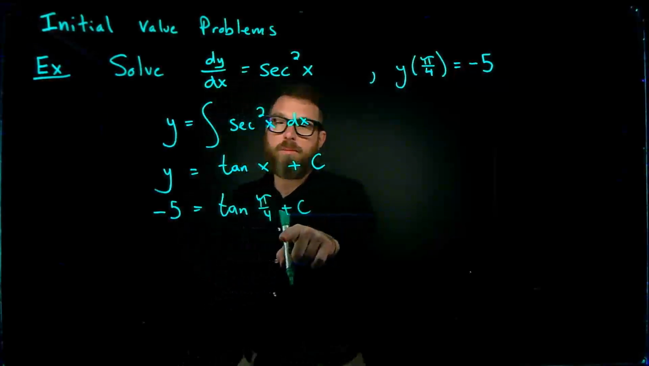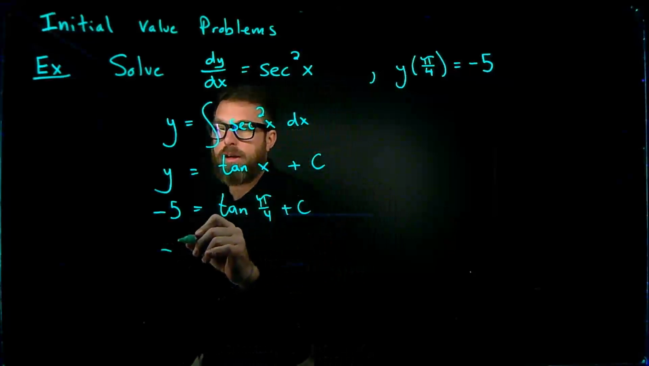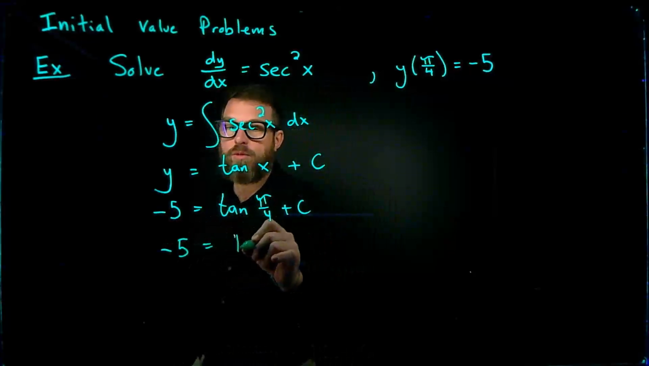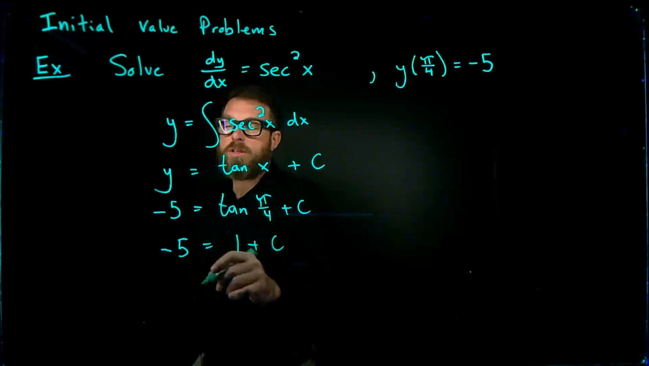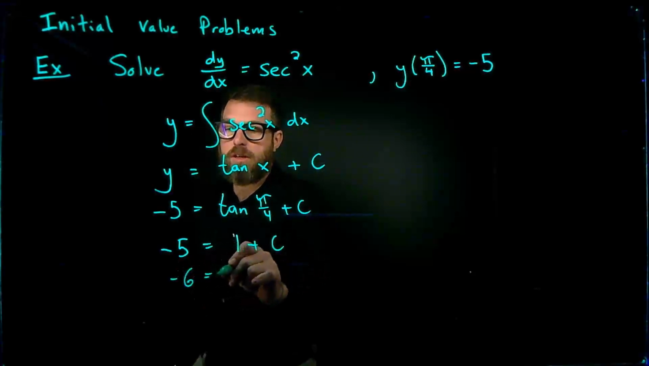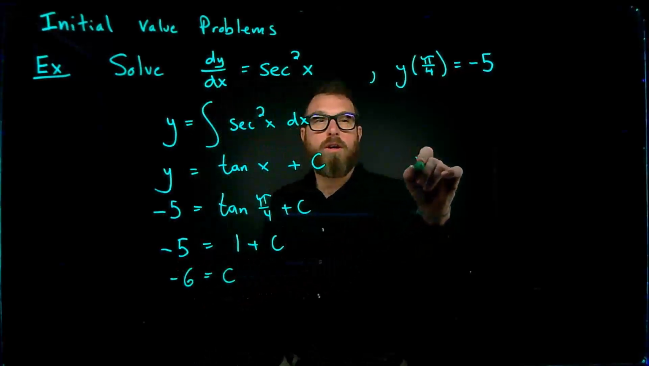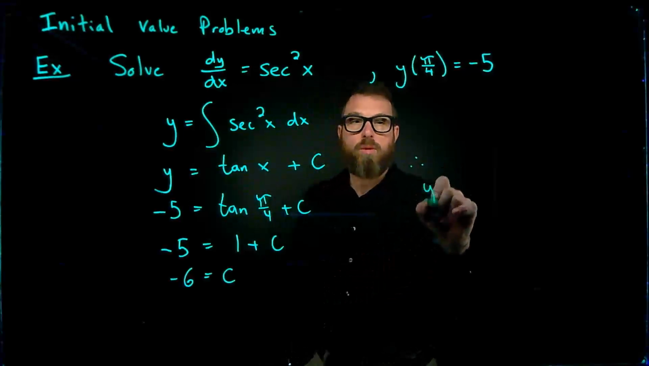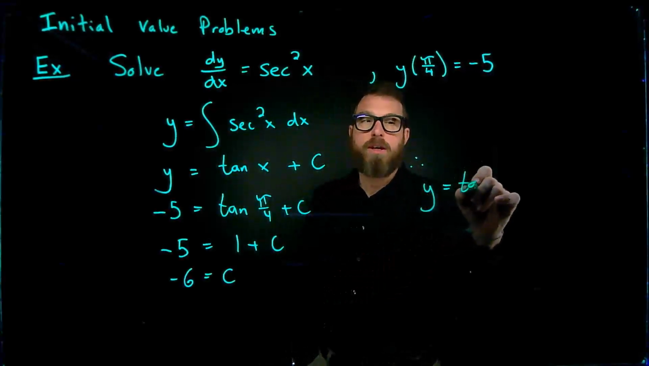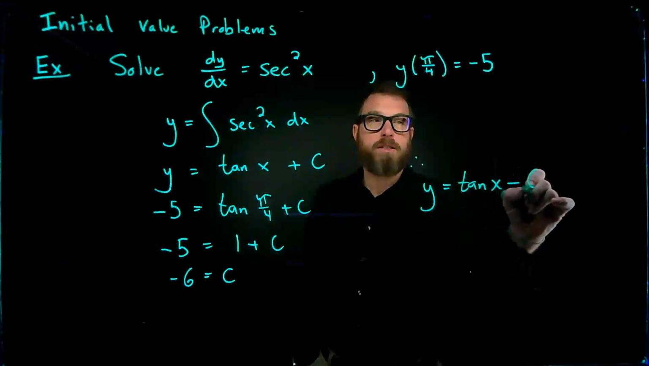Now we know the tangent of pi over 4 is equal to 1. So negative 5 is equal to 1 plus c. So sending the 1 to the other side, negative 6 is equal to c. So therefore, our solution here is y is equal to the tangent of x minus 6.